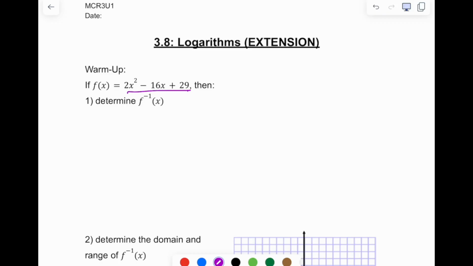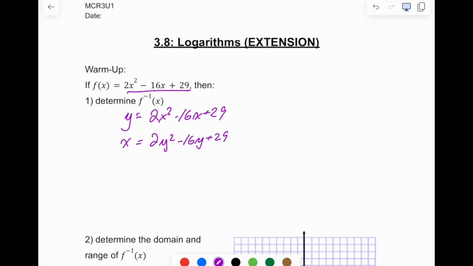So remember the steps to determine the inverse is that first of all we're going to convert the f of x into y. So that's going to be y is equal to 2x squared minus 16x plus 29. And then we want to flip the x's and the y's. So here I'm going to get x is equal to 2y squared minus 16y plus 29.